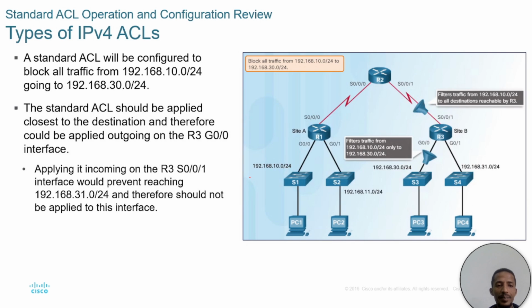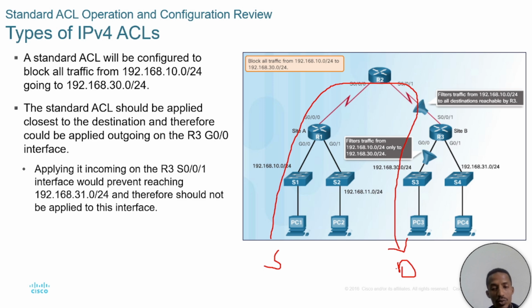So if you are going to prevent some kind of transmission from this one to this one, which one is the source? This one is the source. Which one is the destination? This one is the destination. So you want to prevent traffic going from this source reaching the destination. Since we implement it nearer to the destination, we implement it here, at this interface on the router, without affecting this other interface. So this is the standard one.